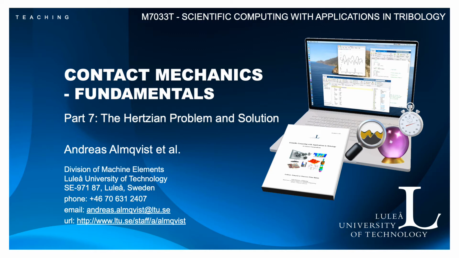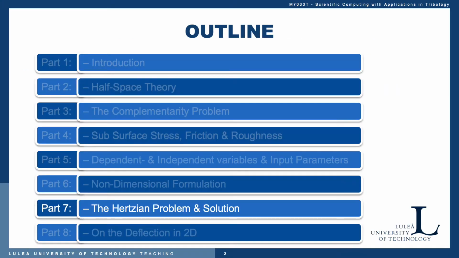This is the seventh part of the first video lecture on contact mechanics fundamentals, where we will learn about the Hertzian problem and its solution. In this video, we're going to go through the contact between ellipsoids in 3D or cylindrical bodies in 2D.